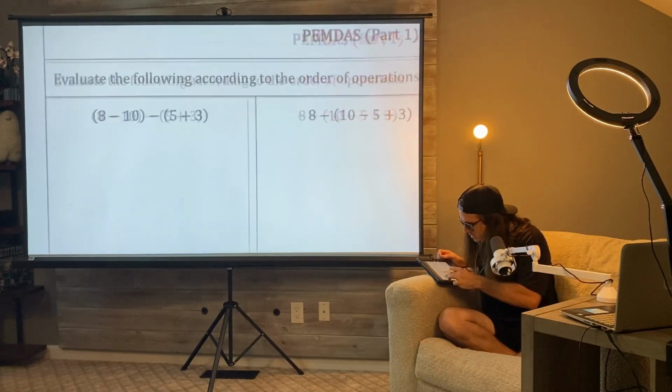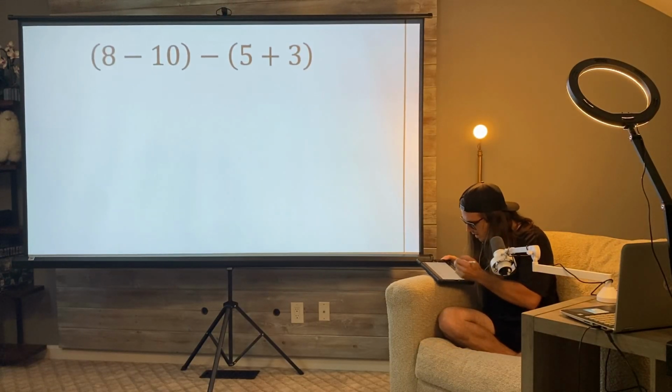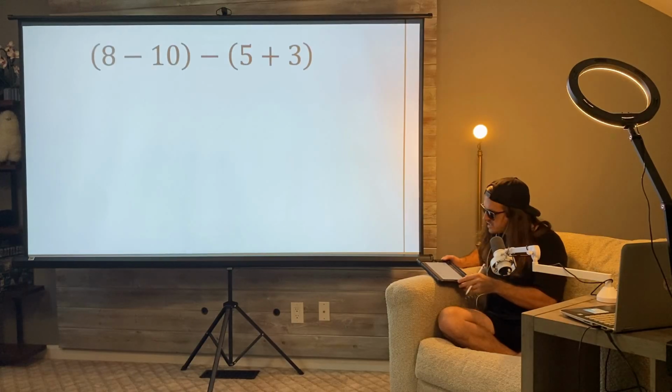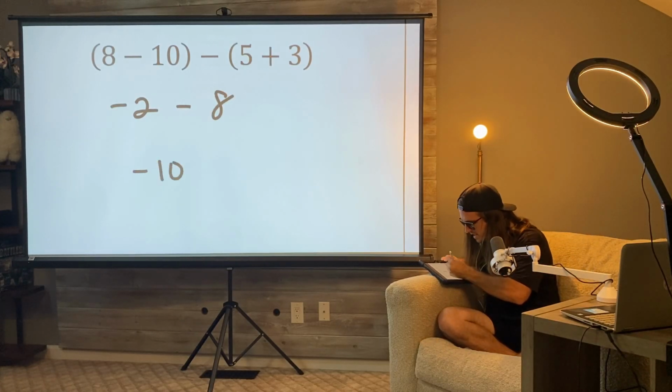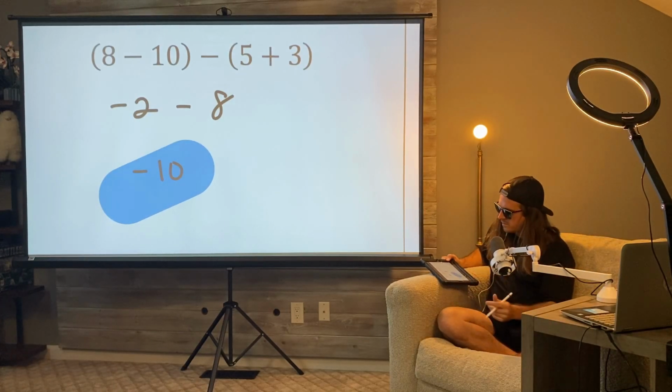So let's start with this first one right here. 8 minus 10, we got to do parentheses first, right? 8 minus 10, what is that? 8 minus 10 is negative 2, minus 5 plus 3 is 8, and negative 2 minus 8 is negative 10. That's the first one.